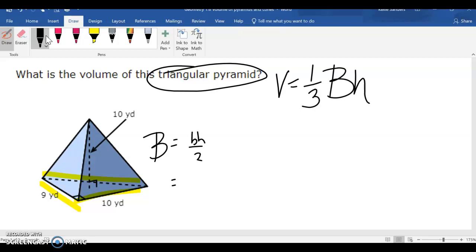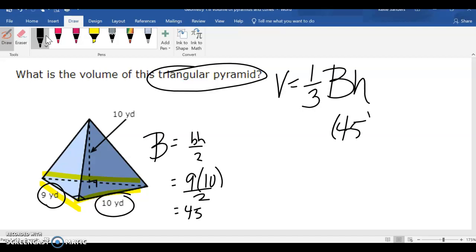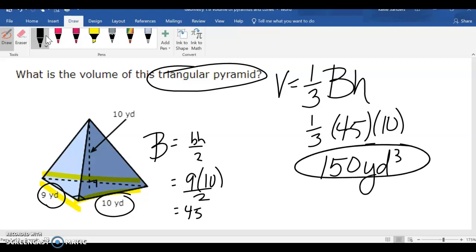So the base is 9, the height is 10, and I'm using this 9 and this 10, and divide by 2, which makes it 45. So big B is 45, the height of the pyramid is 10, and then we're going to either multiply by 1/3 or divide by 3. That's the same thing, which would be 150 yards cubed.